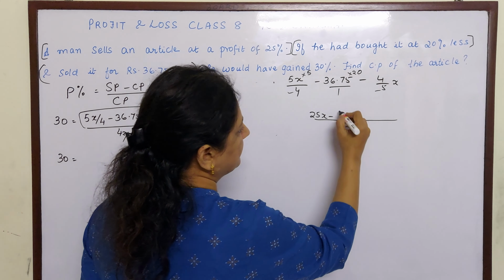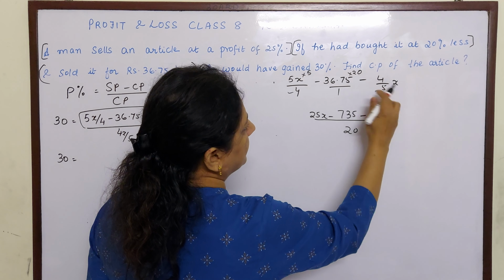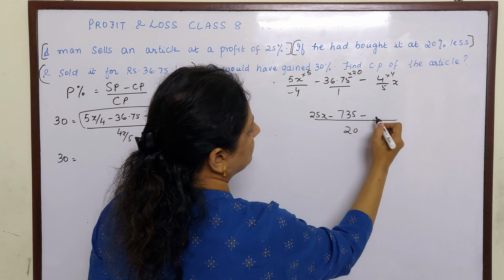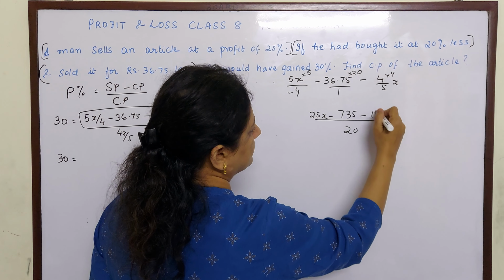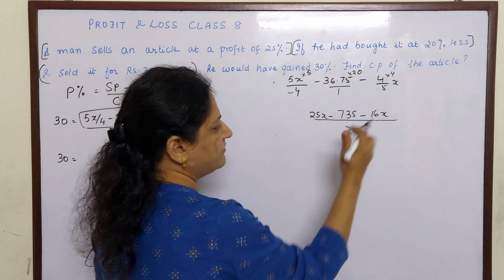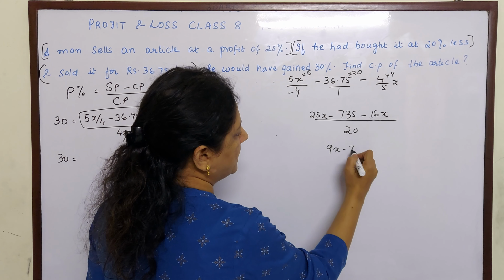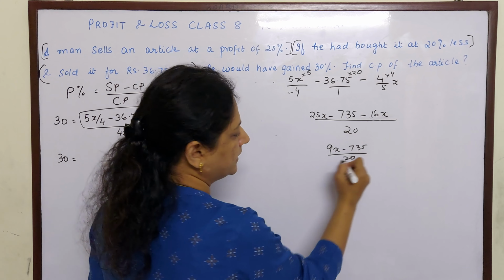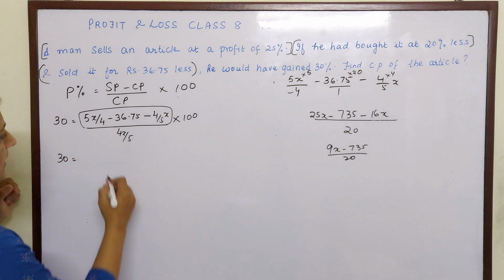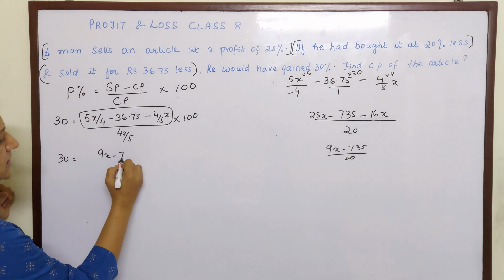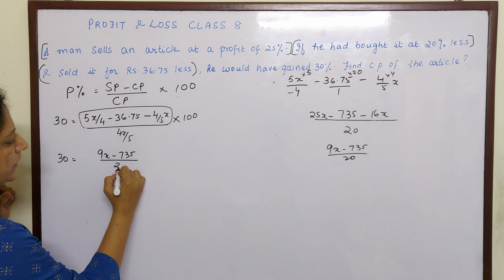36.75 into 20 will give me 735. Then 5 4s are 20x. No, 16x. 4 4s are 16x. So what will be this? 25 minus 16 is 9x minus 735 by 20. Right? So this numerator is 9x minus 735 by 20.